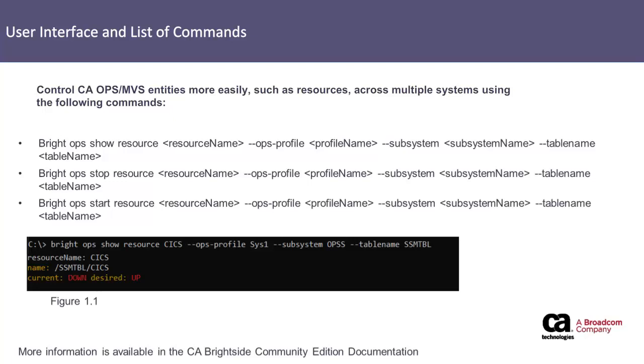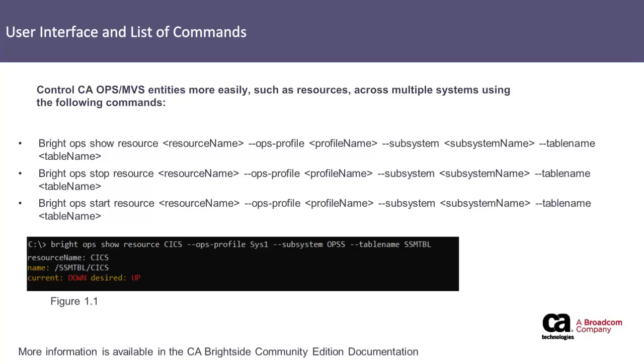In this case, you can either specify the profile within the command or have a default profile saved on the local device where Brightside is installed. The profile will contain critical information such as hostname and port, username, and password. It may also store optional information such as subsystem name or the protocol.